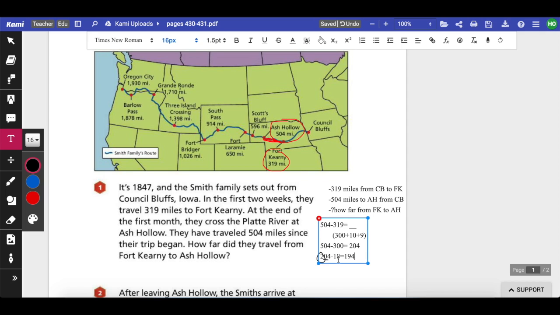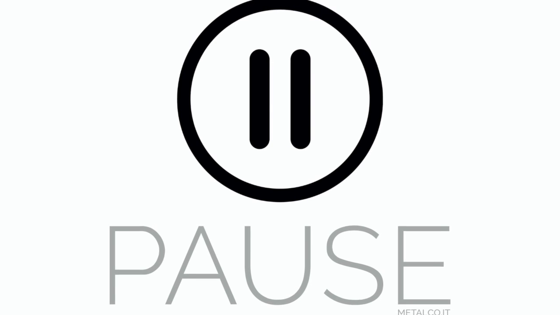Notice how I can't change my tens place and make it 10 minus 0. I can't do that because then I'd be switching the number 204 to 214. So I can't change the order of what I'm taking away right now. I need to make sure that it's still the same number. So now I have 194 minus 9. Pause me and think about what 194 minus 9 is.